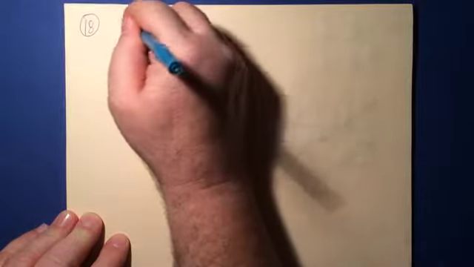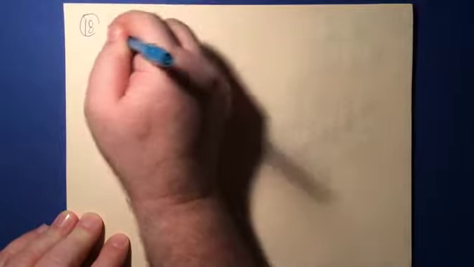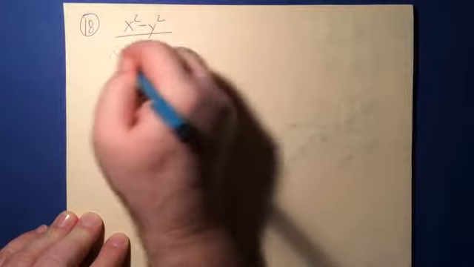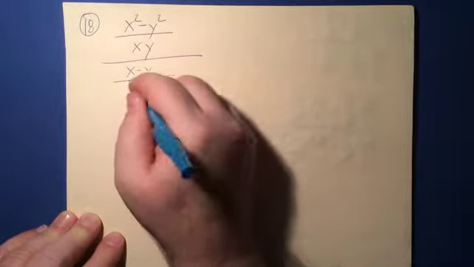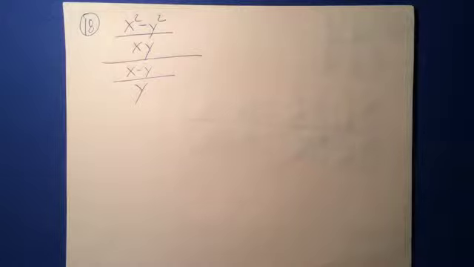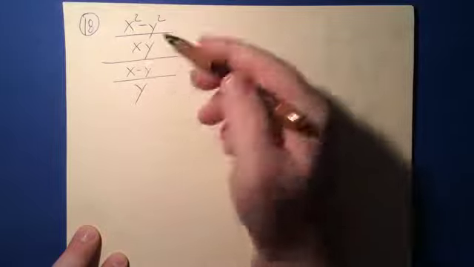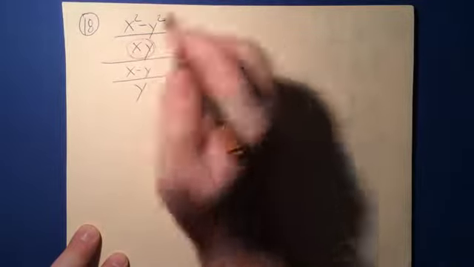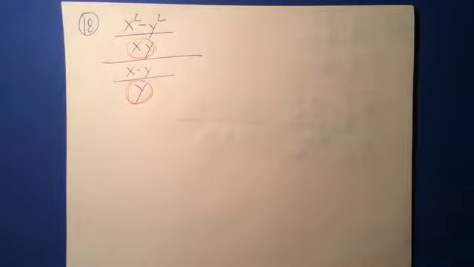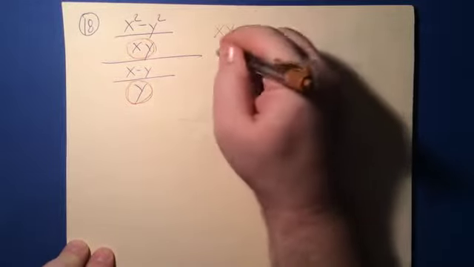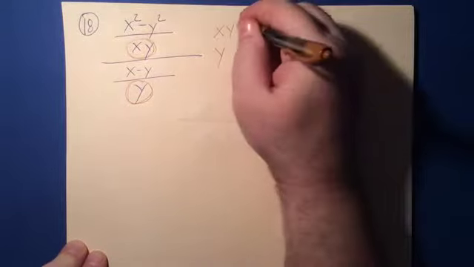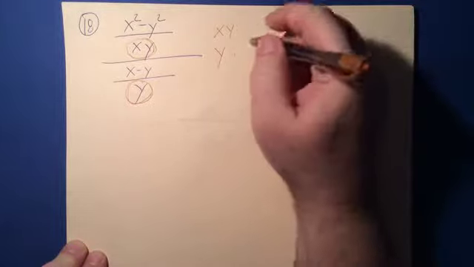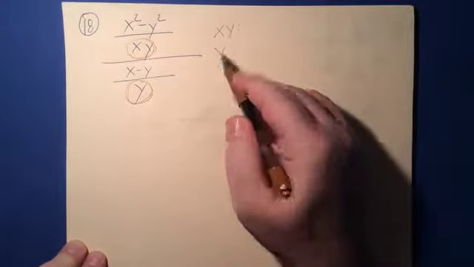So this is going to be (x squared minus y squared) over xy, divided by the quantity (x minus y) over y. So what I'm going to do now is look at the denominator in the top fraction and the denominator of the bottom fraction. When I look at the denominators of xy and y, I see that the least common multiple of these is simply going to be xy. This has an x and y, this has a y.